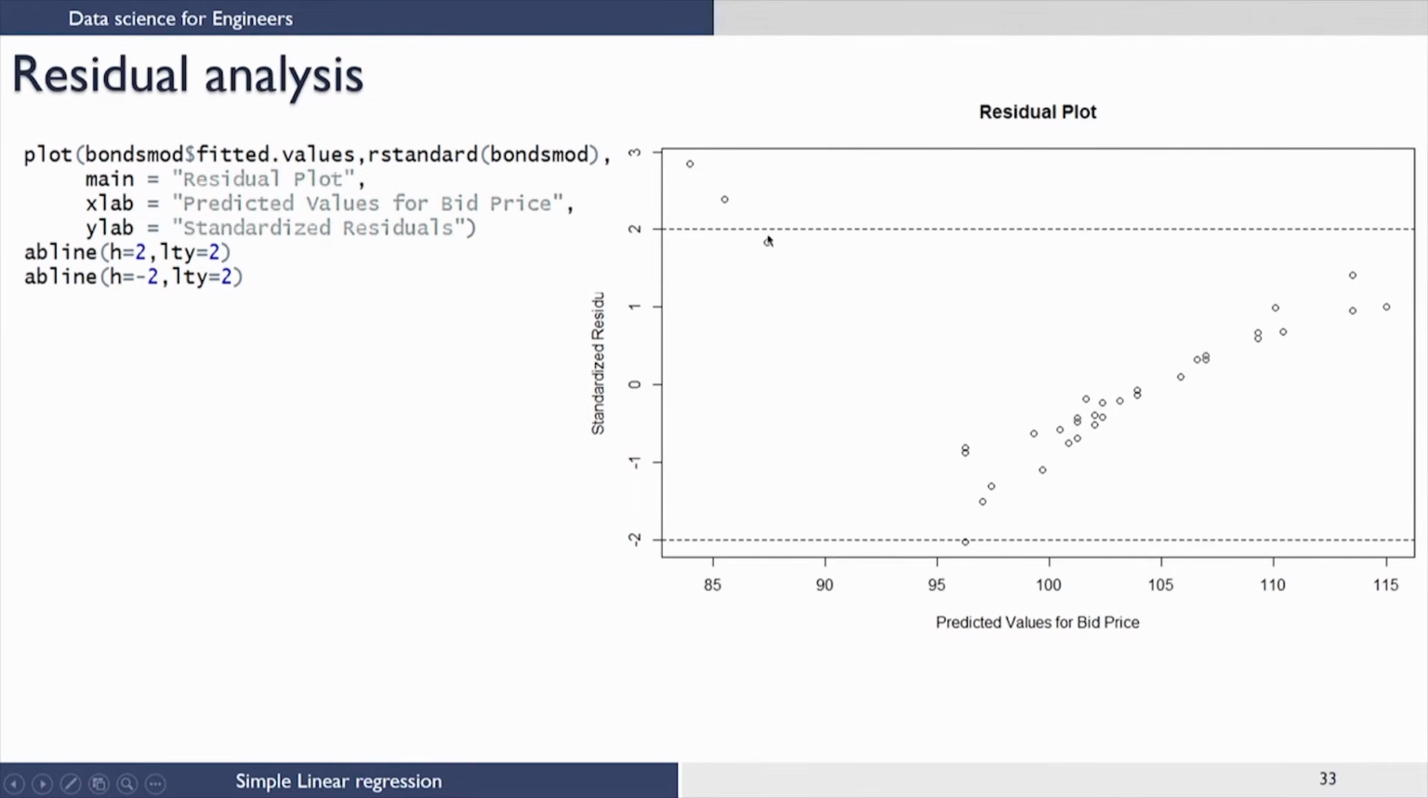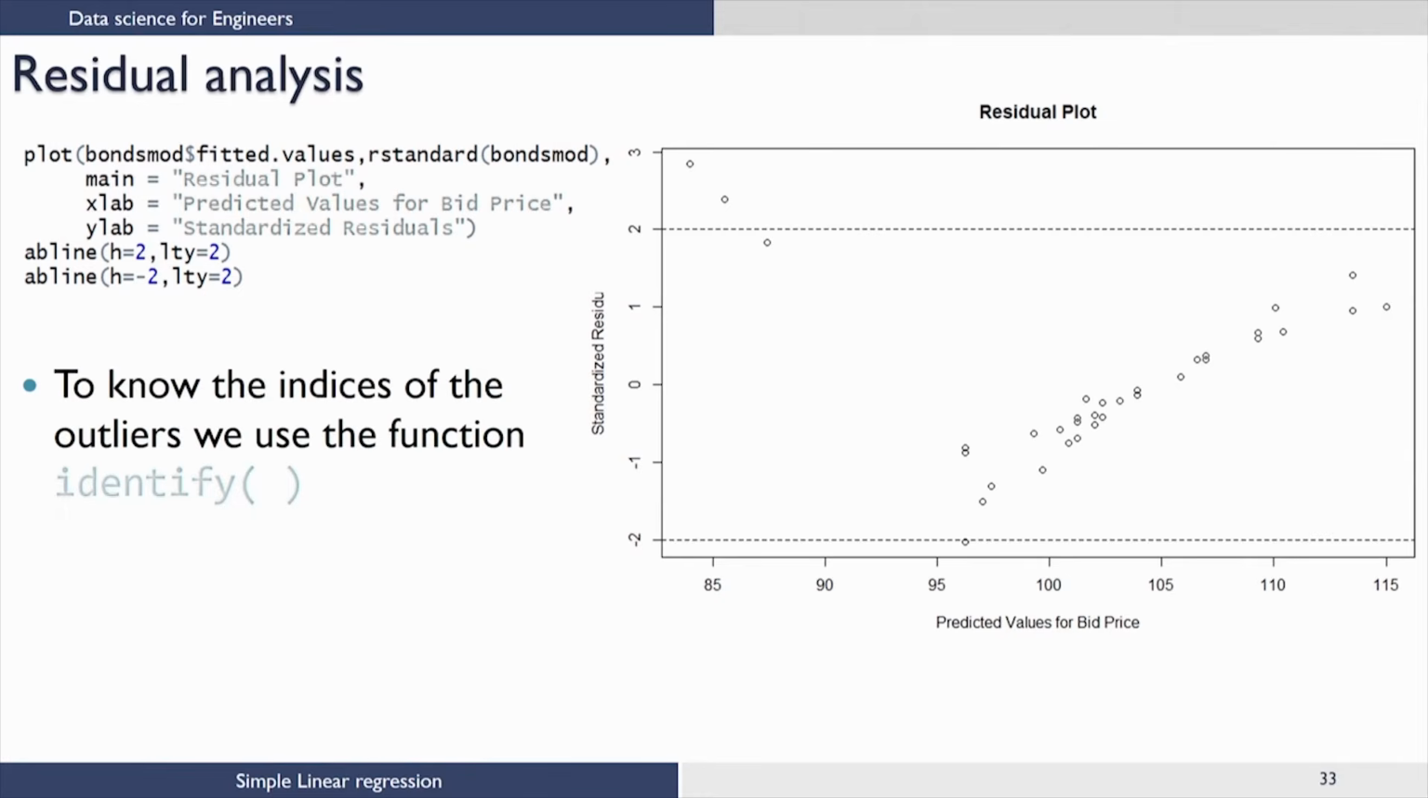There is one which is close to the upper confidence limit, and there is one which is almost close to the lower confidence limit. So, let us see how to identify these. From the plot we may not be able to tell which points these are, by points I mean the row IDs. We are going to use another function called identify that will help us identify the indices of these samples.